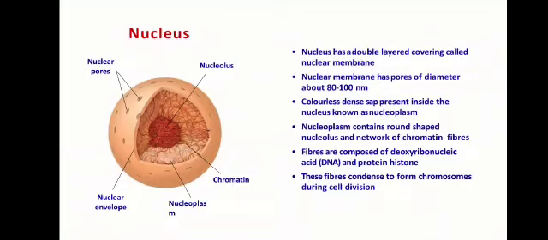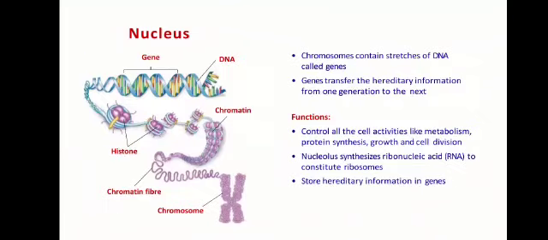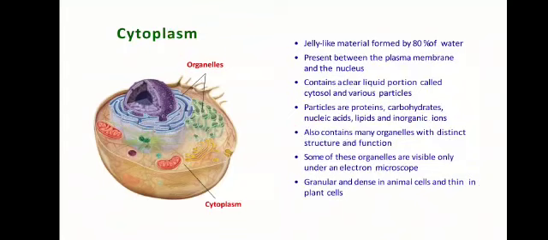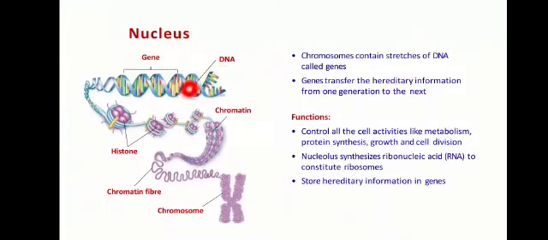The fibers are composed of DNA, that is deoxyribonucleic acid, and histone proteins, and these fibers condense to form the chromosomes during cell division. The chromosomes contain stretches of DNA called genes. This is a gene. This is called DNA, the DNA structure. And genes transfer hereditary information from one generation to the next generation.